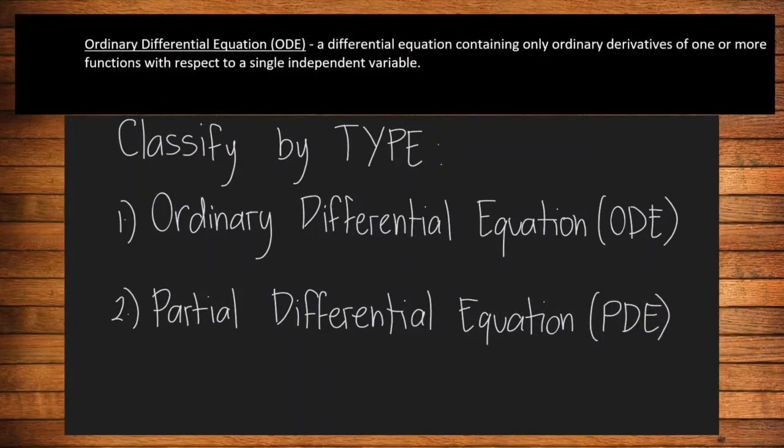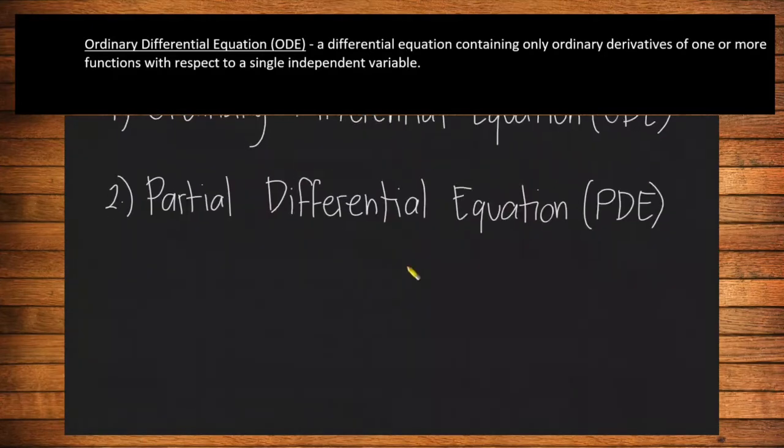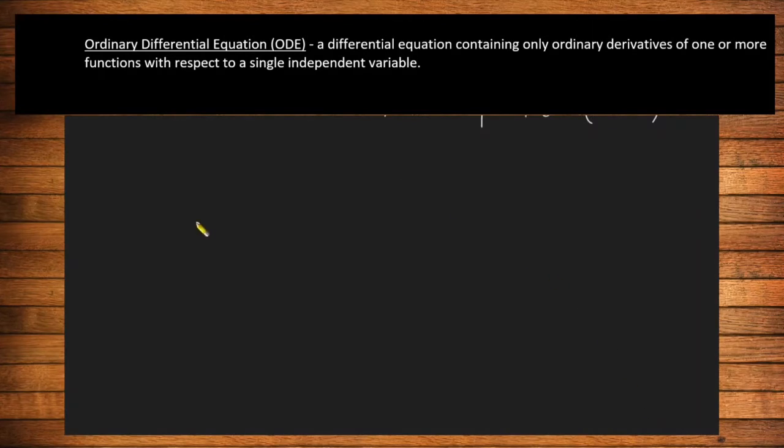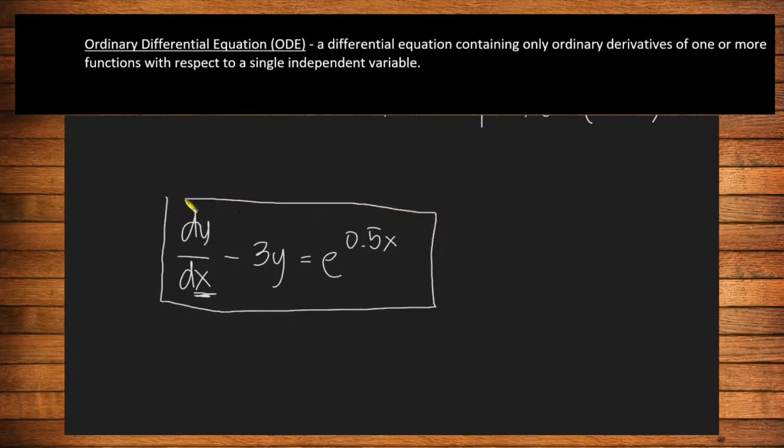So, by definition, an ordinary differential equation is a differential equation containing only derivatives of one or more functions with respect to a single independent variable. Okay? Again, yung independent variable natin, titingnan nyo lang yung nasa denominator ng derivative nyo. So, for example, let's take the equation dy over dx minus 3y equal to e raised to 0.5x. So, we can see here that our independent variable is the variable x. So, isa lang siya. Okay? So this is an ordinary differential equation.